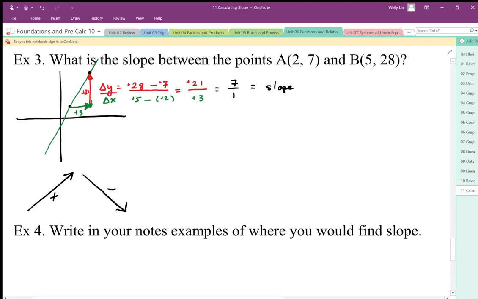And it's positive because it's going up from left to right. And my calculation also shows me it's positive. So it is good to always sketch a diagram. Any kind of math that you're doing, really, it's always good to sketch a diagram when possible.